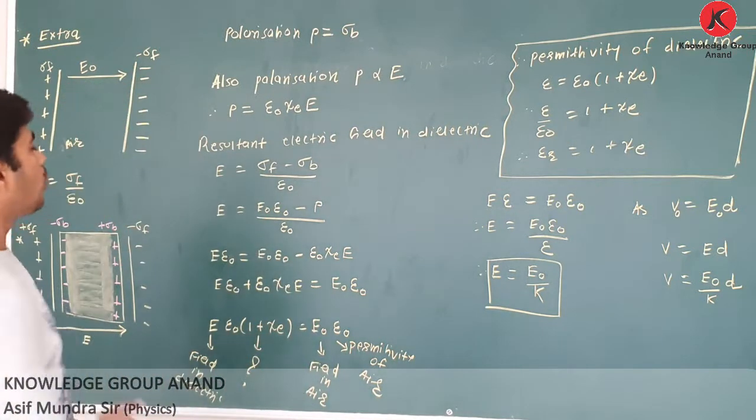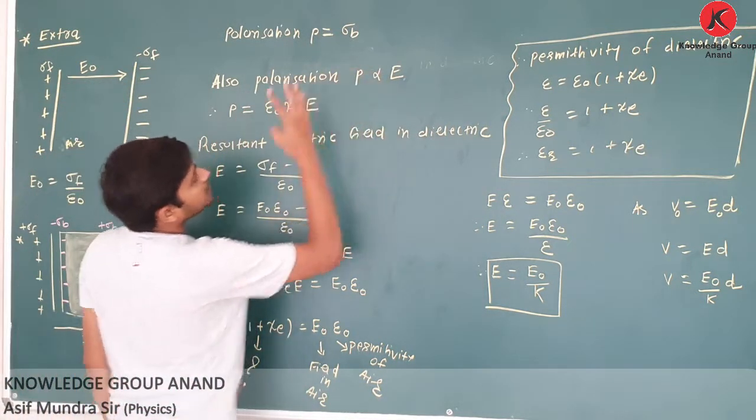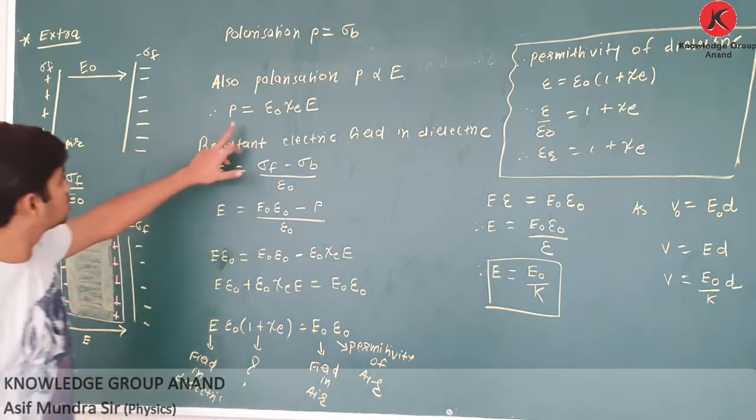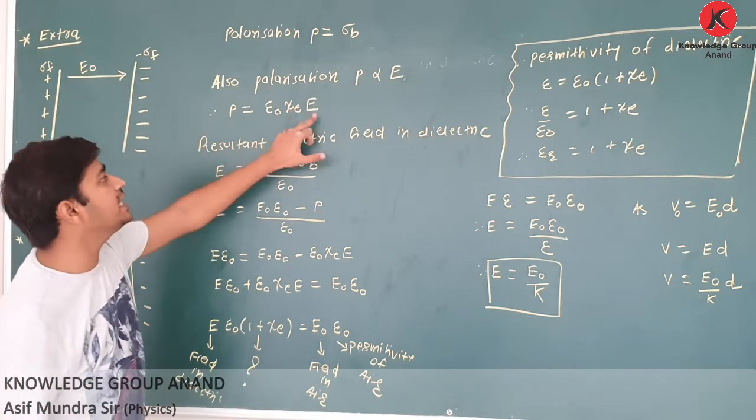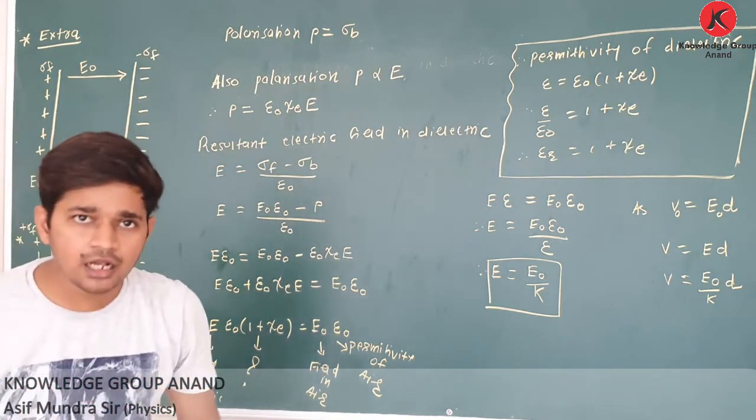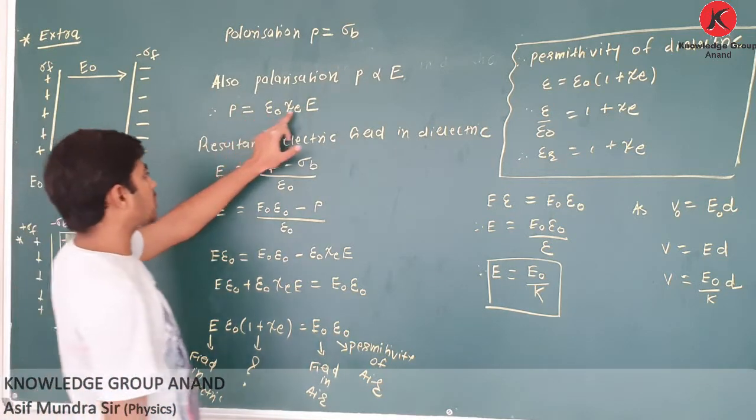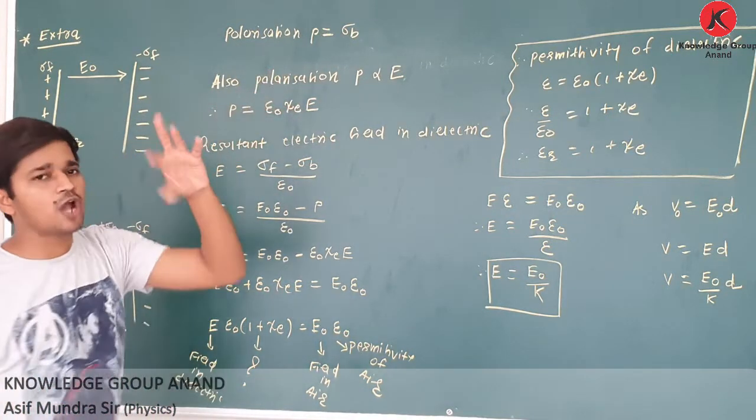What you have to remember is that polarization P is proportional to E. You know this relation. So P is equal to epsilon 0 chi E. Polarization P is equal to epsilon 0 chi E. It is one relation that you have to remember.